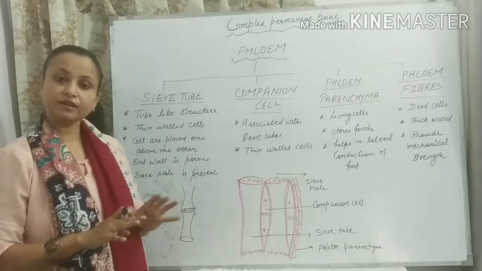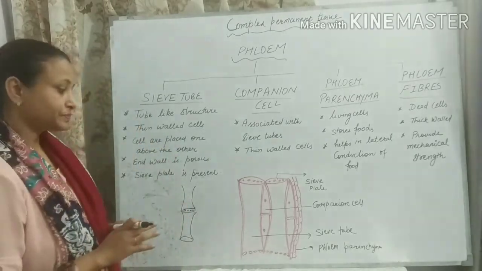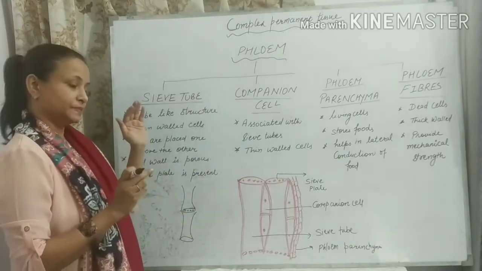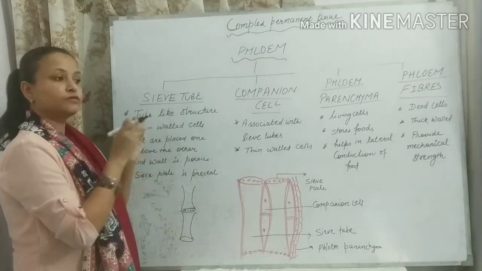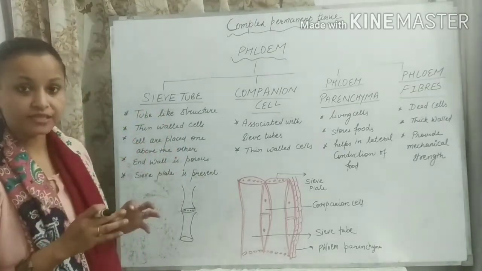So now students, we have completed our complex permanent tissue. Just read the topic from your book and revise it. Watch the video again and again to get all the points.